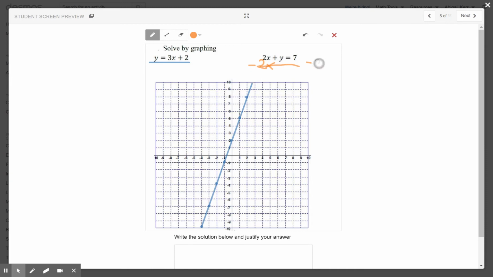Now, if you do not want to write this on the screen, you can show work on paper. Totally fine. Now, notice that was a positive 7. So since that's a positive 7, we're going to begin up 7 from the origin. And now it is down 2, right 1 because the slope is negative 2. And we're going to repeat the pattern all the way to the end.